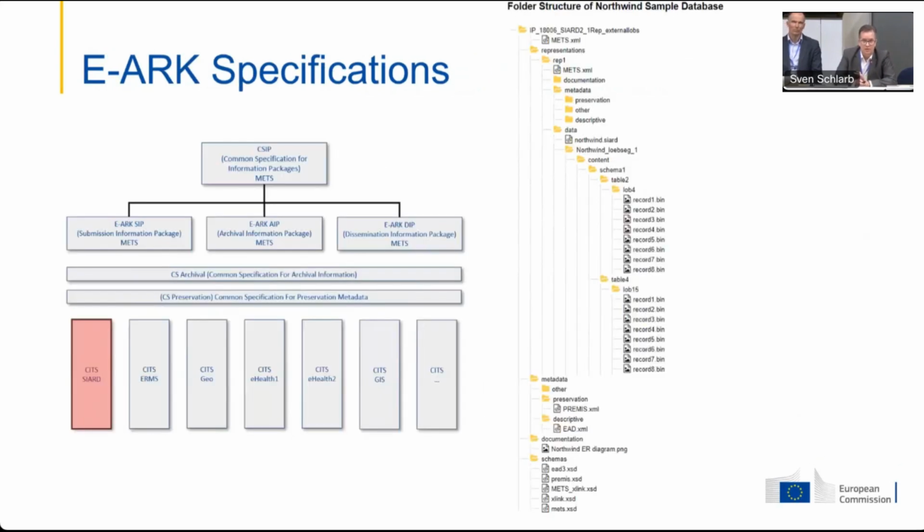So eArch has a specification for it, which you see highlighted in red on the bottom left. This is the specification, and out of the guidelines you see on the right side an example of a folder structure, specifically in this case related to the Northwind sample database, where you see the layout of how this database is typically archived in an eArch information package structure.